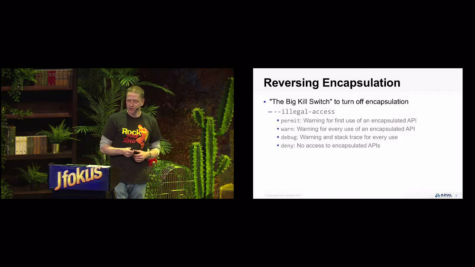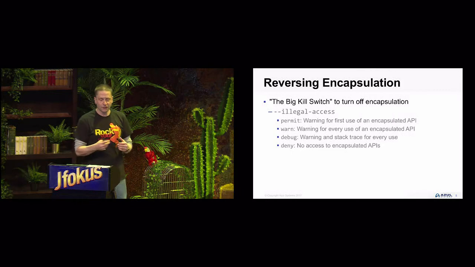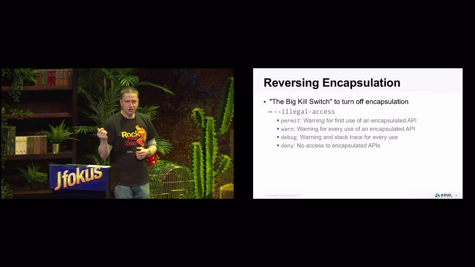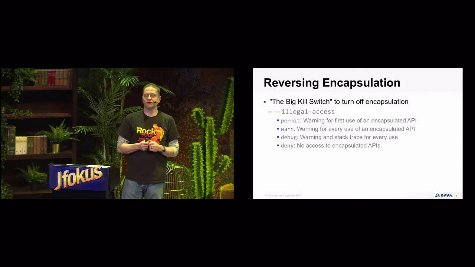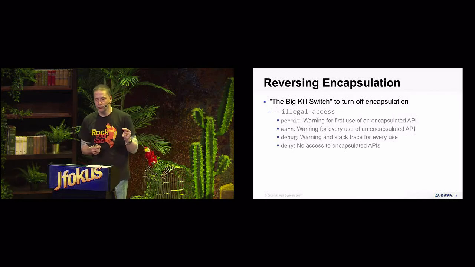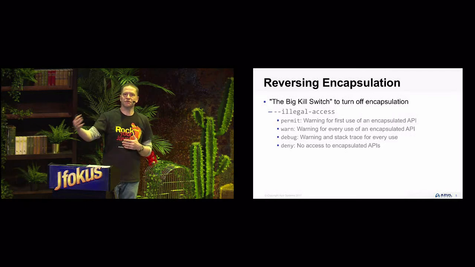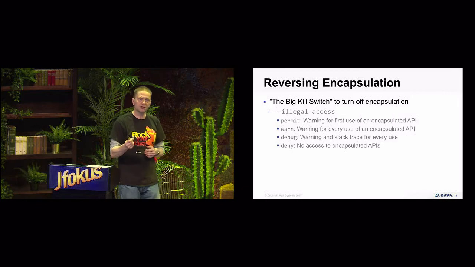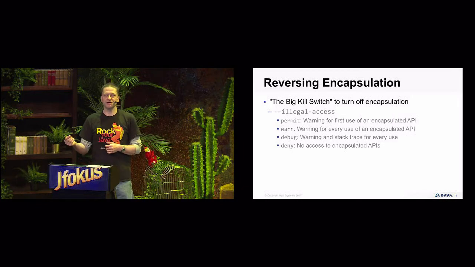I mentioned the big kill switch. This is the idea of turning off encapsulation completely from the point of view of reflection. So what you can do is you can specify the, again, wonderfully named illegal-access. And there are 4 options that are available with that. The default, currently, is permit. And what that will do is it will allow you to gain access to these internal APIs. The first time you use one of these APIs, you will get a warning message printed on the standard output or standard error.